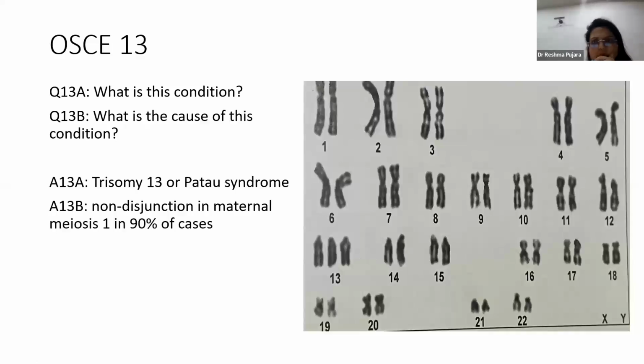Okay. Now, just for 2 minutes, if you can tell me what are the various clinical features you see. What happens in Patau? Polydactyly, hypotonia, cleft lip, good. Cleft palate, okay, fine, good.